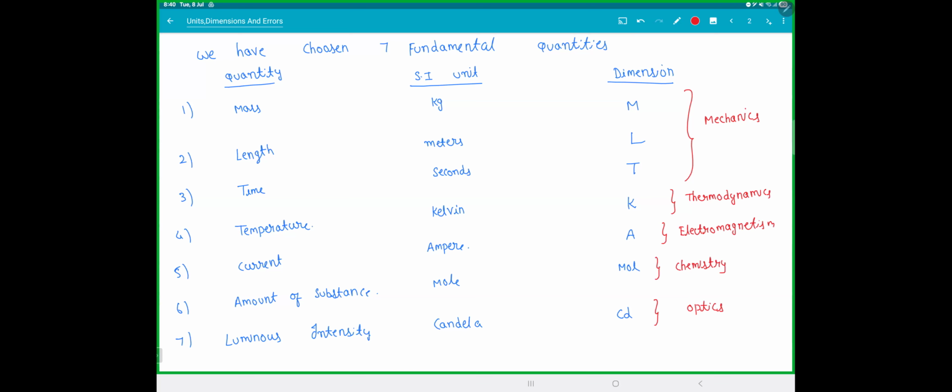So have some patience, Ray. Have some patience, everyone. Listen, the chapter is still not over, I'm still teaching. So these are the main 7 fundamental quantities. Clear with this?